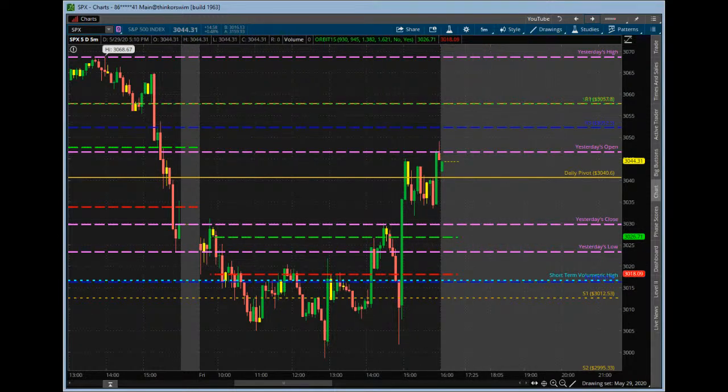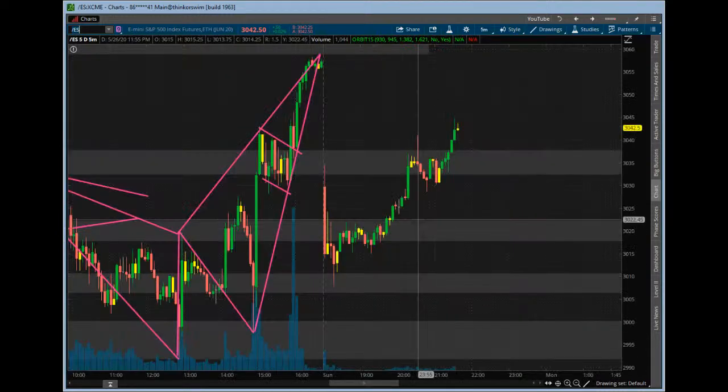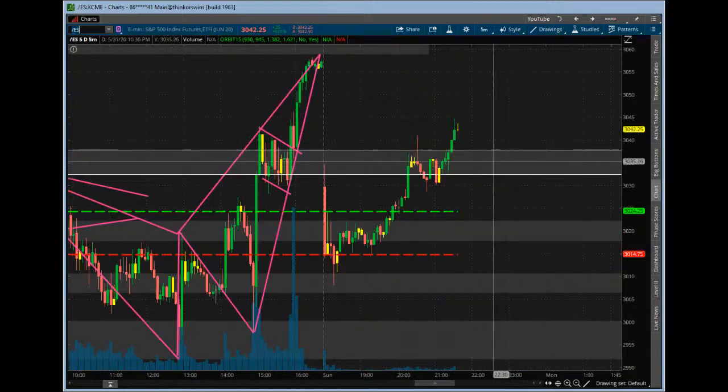So let's take a look and see how the S&P futures are looking this evening. Oh my goodness, we're green. Amazing, guys. Pretty cool stuff. This is actually pretty cool.